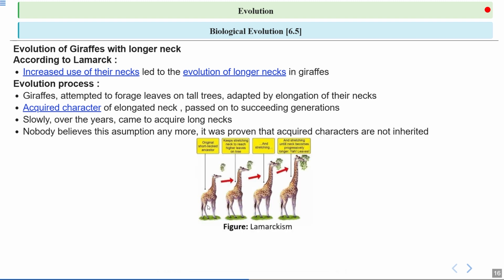This is an image showing you Lamarckism. You can see initially this was the original short-necked giraffe, which is an ancestor. Now the giraffe used to stretch its neck in order to forage leaves on the tall trees. It is still stretching its neck, and finally this character was passed on to the next generation. The present day giraffe that we see has a longer neck. This was the concept proposed by Lamarck, which is now rejected.